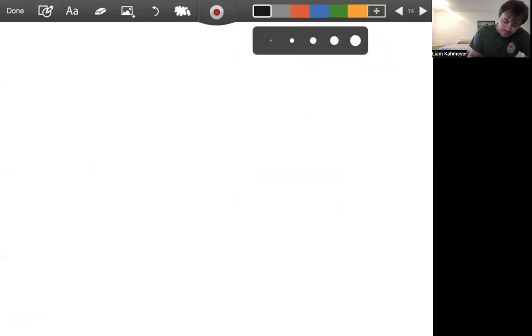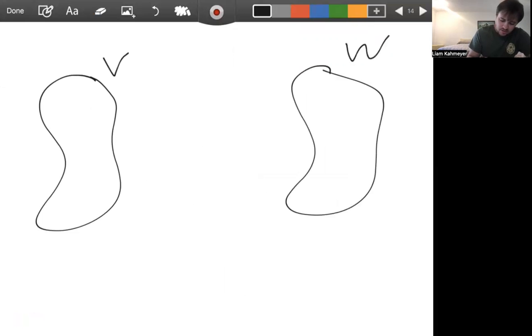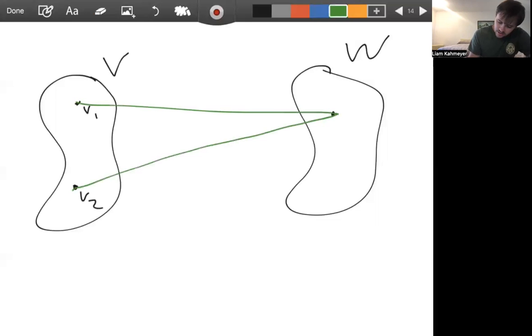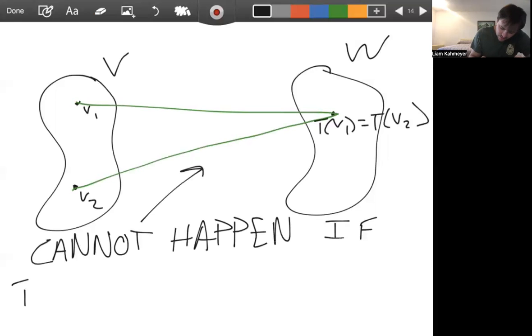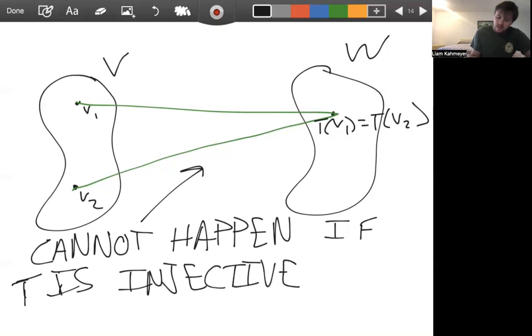And so remember, for injective maps, here's V, here's W. For injective maps, you do not get something like V1, V2, and then under T, maybe here we have T of V1 equals T of V2. This cannot happen if T is injective. It's one-to-one. This picture I've drawn here is two-to-one. It took two elements and mapped them to the same spot. That is not an injection. That can happen if the map is a surjection, but it cannot happen if the map is an injection.